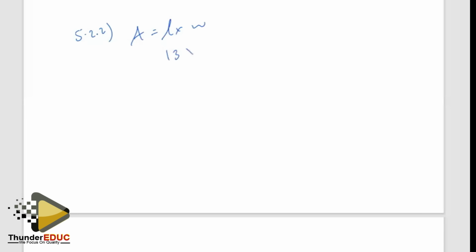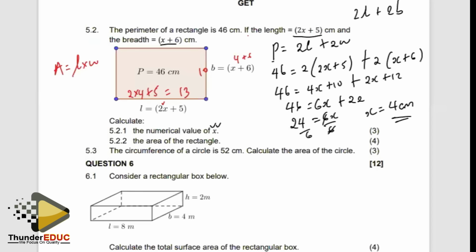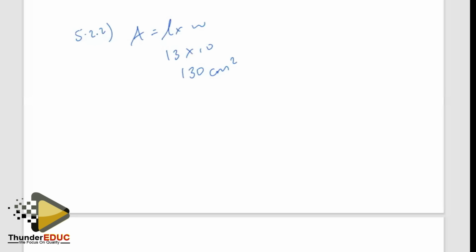Okay, so 13 times 10, which is 130 centimeters squared. That is the area of the rectangle. Then 5.3, they want us to get the area of the circle if the circumference is 52. So the circumference is 52, and they want us to get the area.